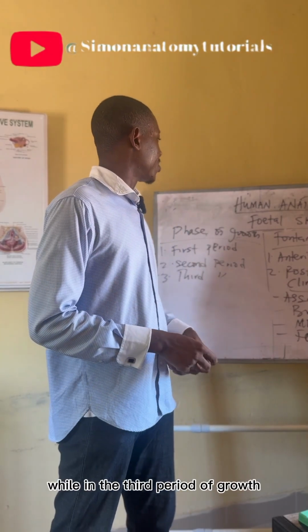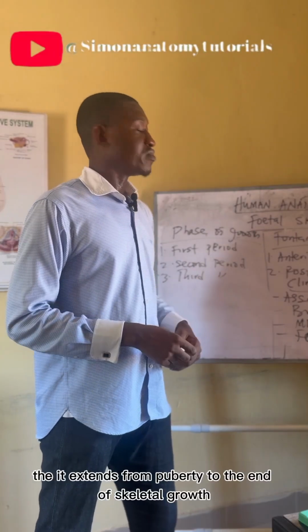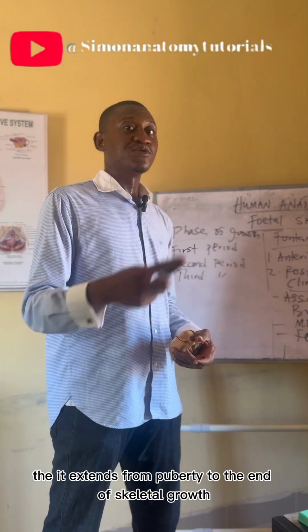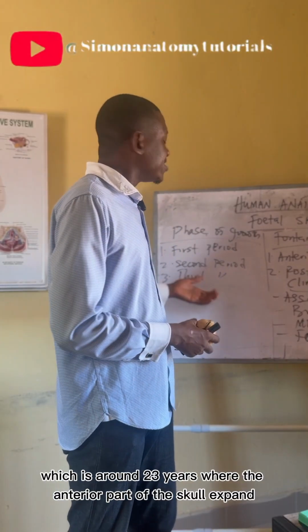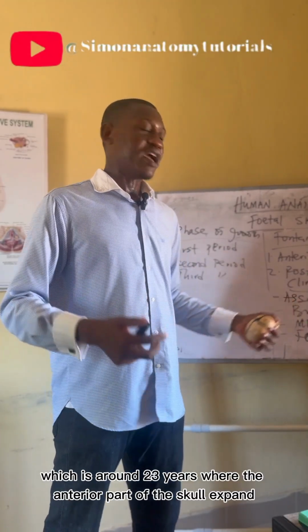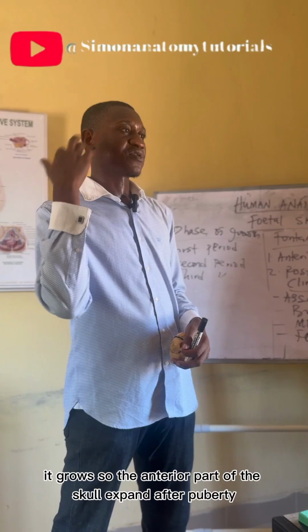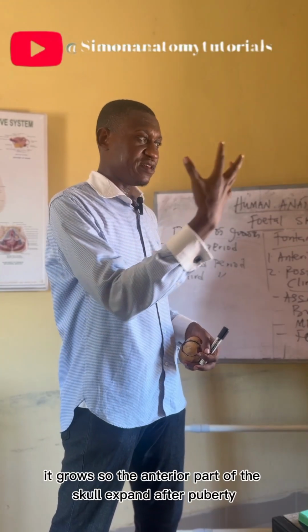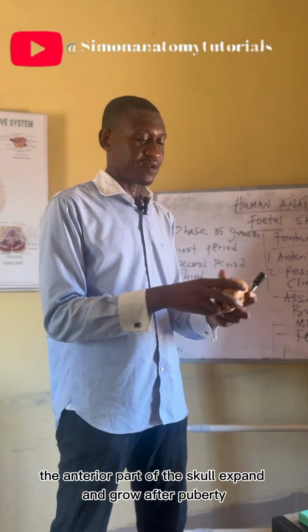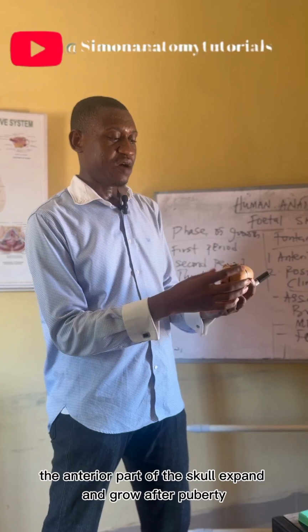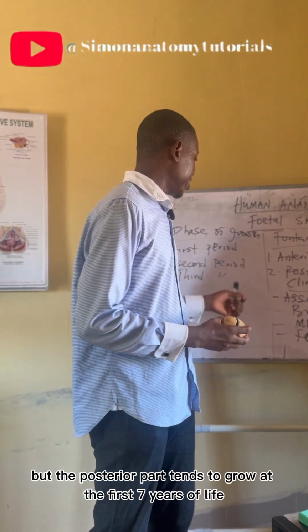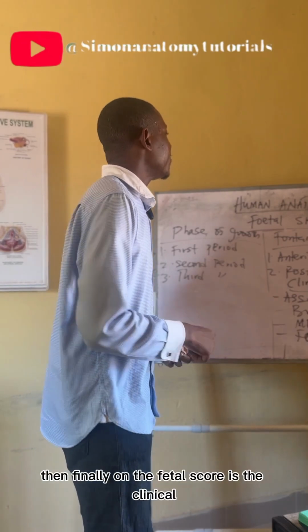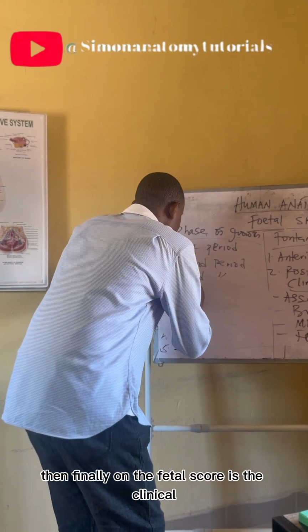While in the third period of growth, it extends from puberty to the end of skeletal growth, which is around 23 years, where the anterior part of the skull expands, it grows. So the anterior part of the skull expands after puberty, but the posterior part tends to grow in the first 7 years of life.